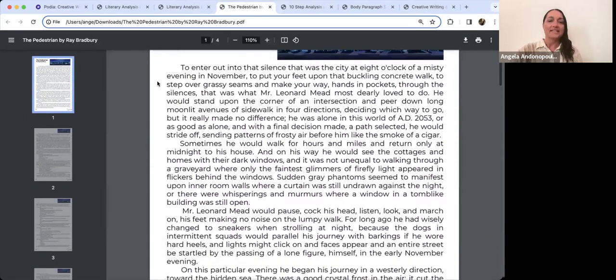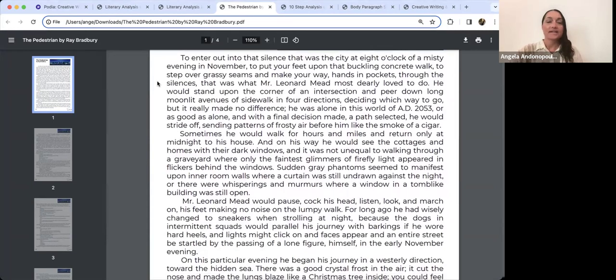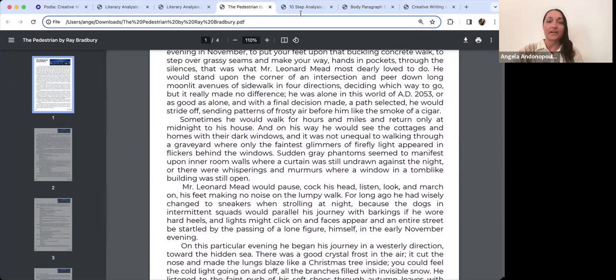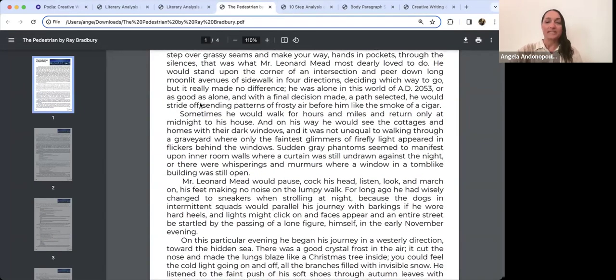To enter out into that silence that was the city at 8 o'clock of a misty evening in November, to put your feet upon the buckling concrete walk, to step over grassy seams and make your way, hands in pockets, through the silences. That was what Mr. Leonard Mead most dearly loved to do.